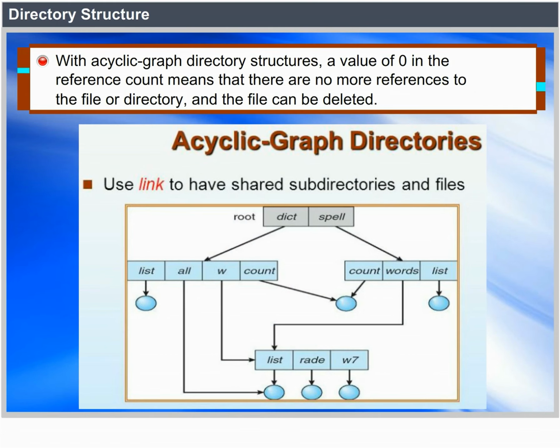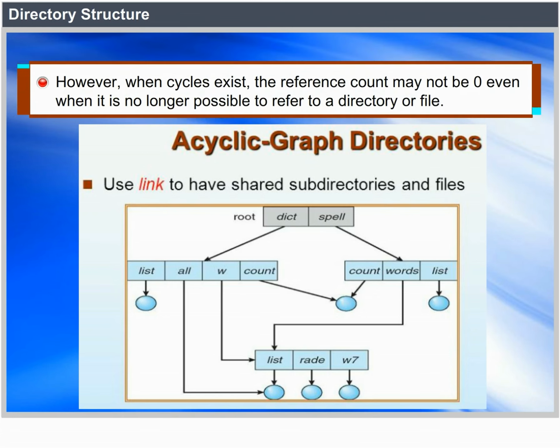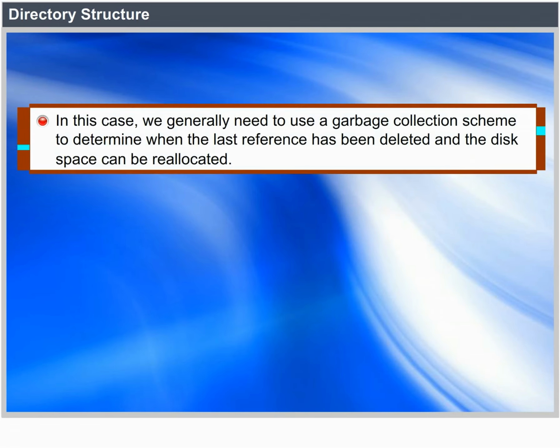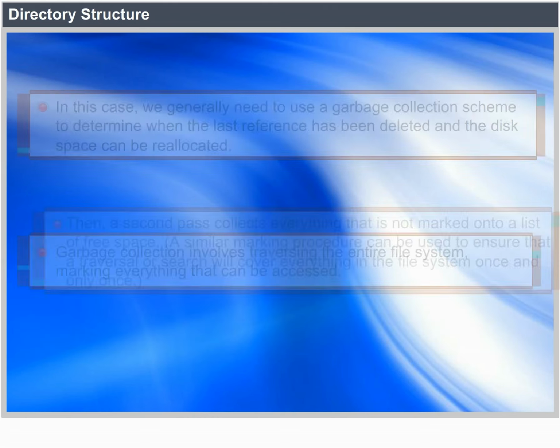However, when cycles exist, the reference count may not be 0 even when it is no longer possible to refer to a directory or file. This anomaly results from the possibility of self-referencing or a cycle in the directory structure. In this case, we generally need to use a garbage collection scheme to determine when the last reference has been deleted and the disk space can be reallocated. Garbage collection involves traversing the entire file system, marking everything that can be accessed. Then, a second pass collects everything that is not marked onto a list of free space.